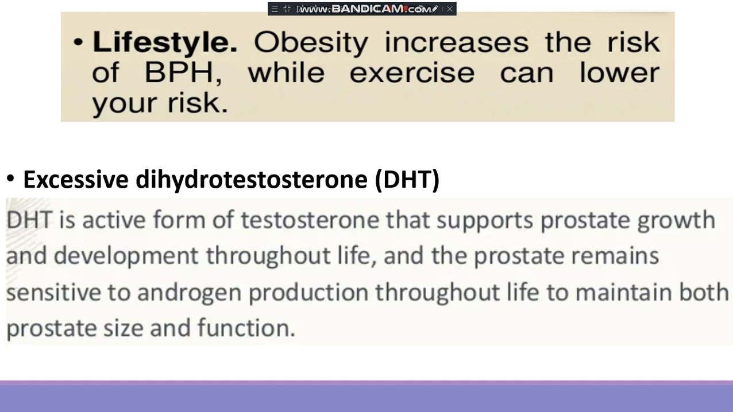Okay, so from this DHT, that is dihydrotestosterone, we can continue. This is the active form of testosterone that supports the prostate growth. Throughout life, this prostate growth depends upon this DHT. So the excessive stimulation or the excessive secretion of dihydrotestosterone will contribute to the development of BPH, because the prostate is highly sensitive to this androgen production, which maintains the prostate size. So this high sensitivity will increase the risk for development of BPH.